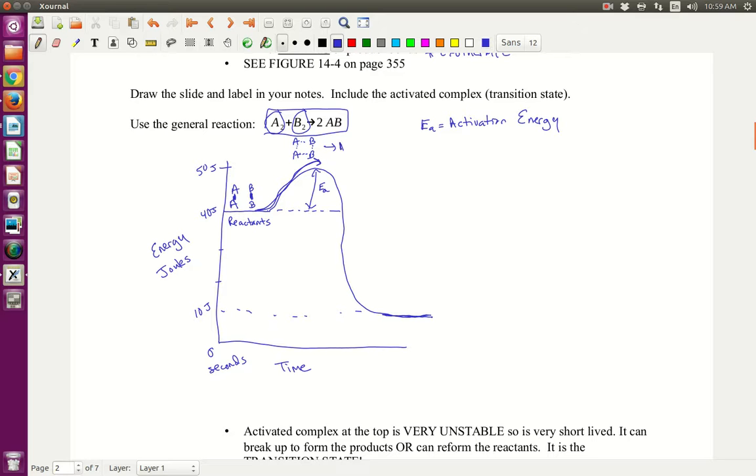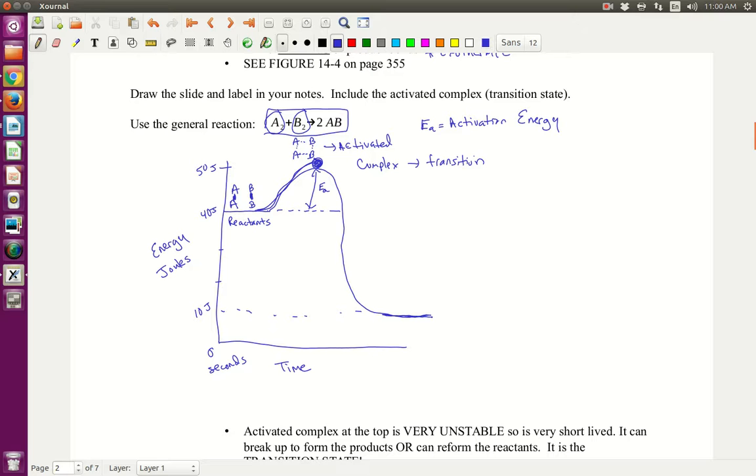This is the activated complex, or the transition state. It's what happens when you're getting ready to change over, okay? So at the top of the hill, the activated complex sits, okay?